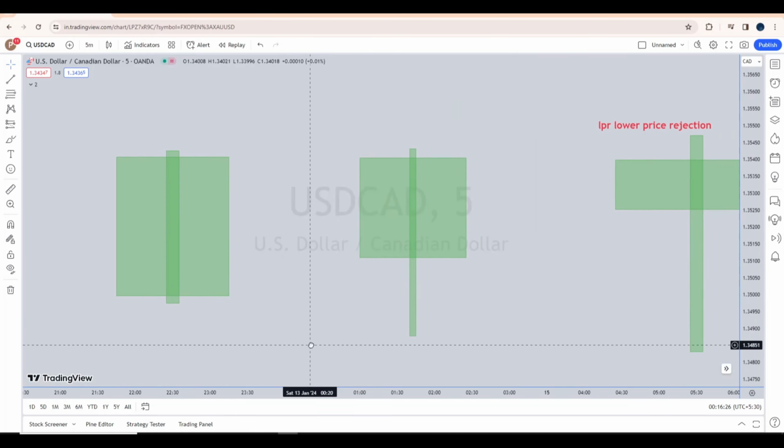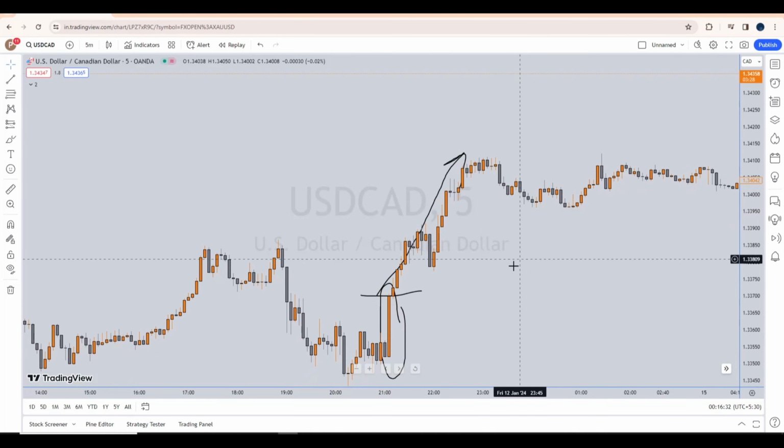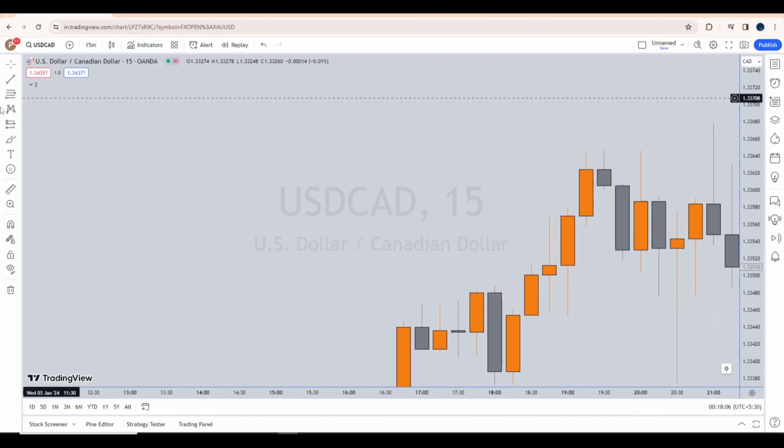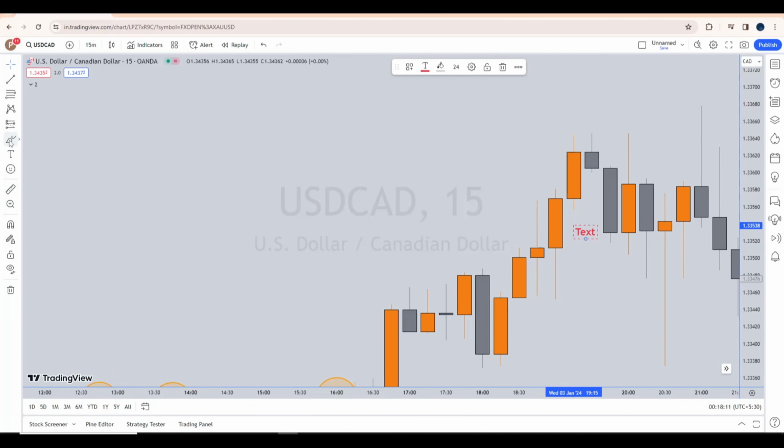Secondly, we have LPR plus power candle. So let us look for an LPR plus power candle. Here you can see an example of a power plus LPR candle. You can see it exactly. It has a huge body and a huge wick on the downside, so it shows the power of the buyers. The price wanted to come down, the sellers wanted to take it down, but the buyers were more active and the price went all the way up and closed above the opening price.